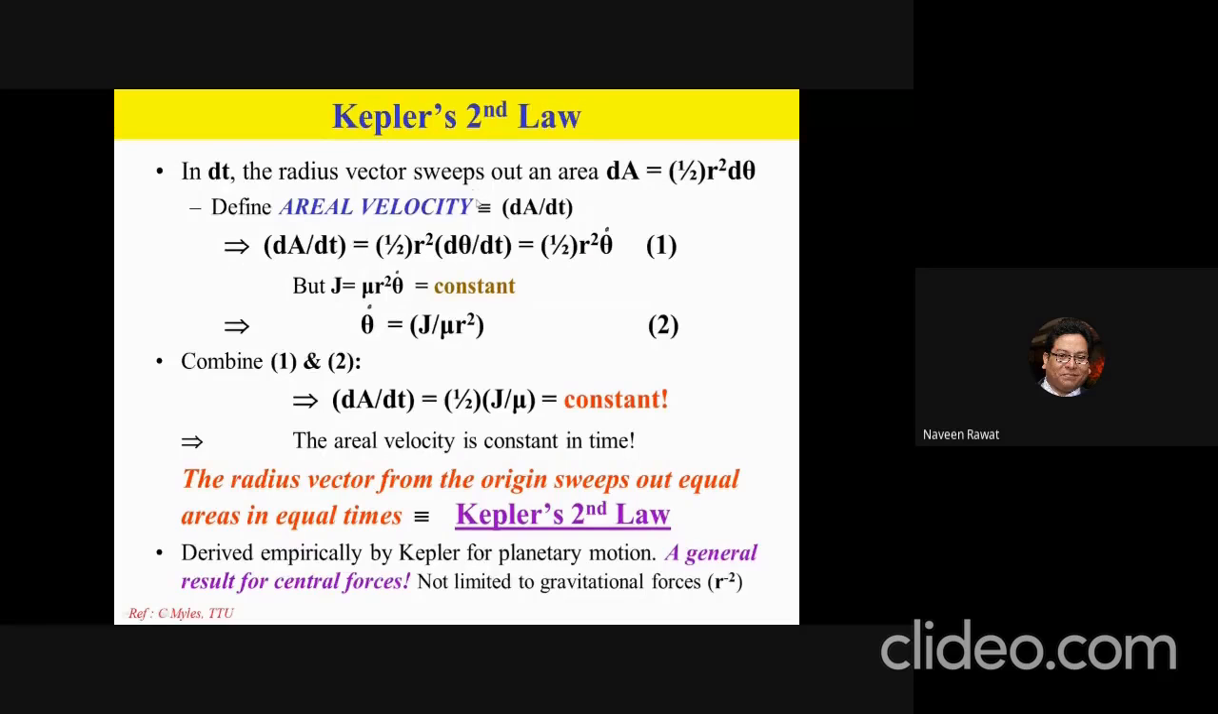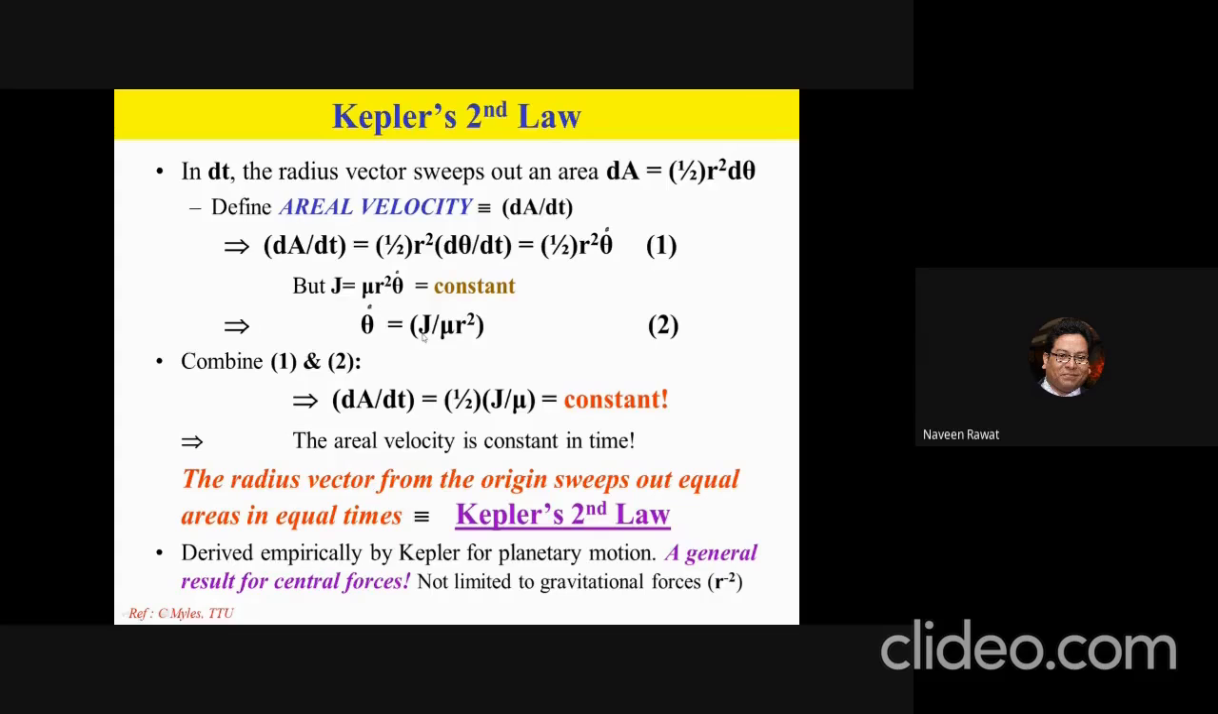Now we want to look at the velocity with which the area is covered, which is known as the areal velocity. So we want to find an expression for dA by dt. dA by dt will just be one half r squared times d theta by dt. And d theta by dt is nothing but theta dot, which is just your expression for omega. But we know the relationship between theta dot and the angular momentum, which is J by mu r squared.